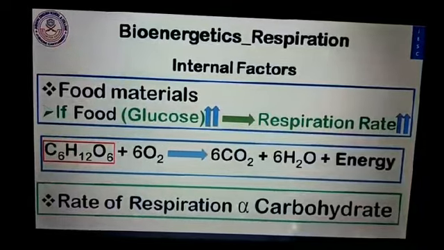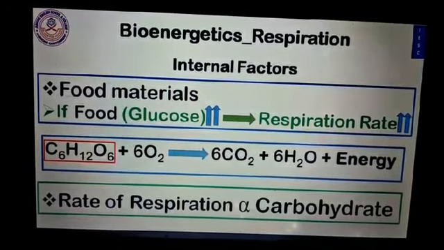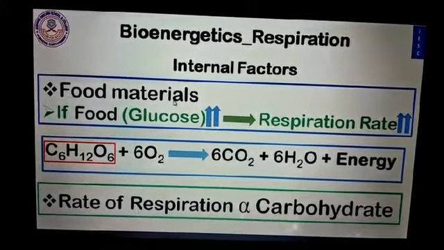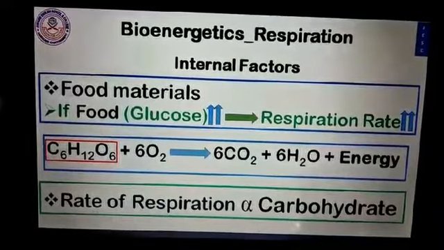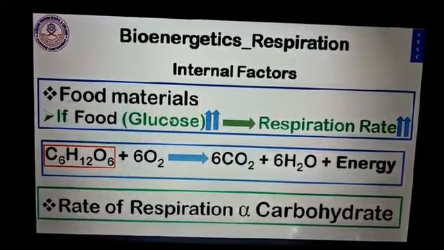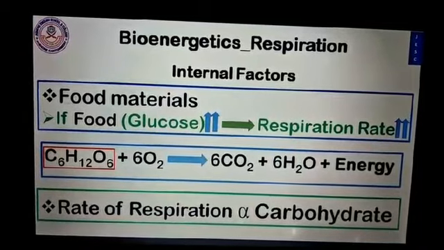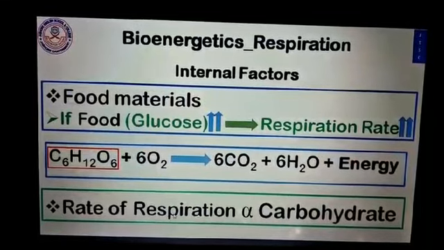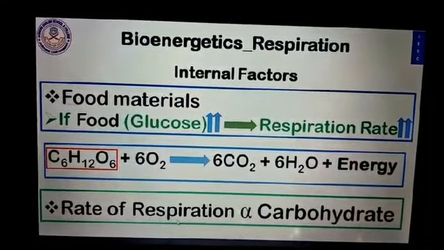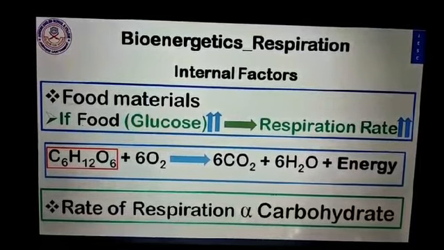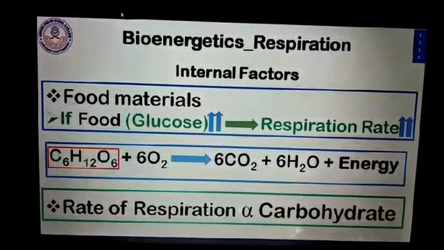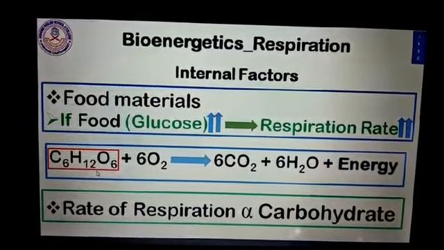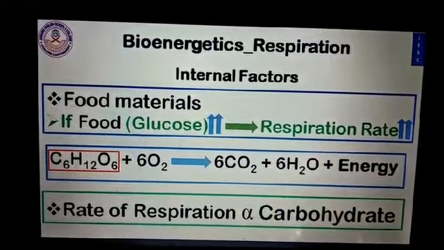Our next part is internal factors. There are many internal factors. Out of these, food materials. Here food materials actually indicate the carbohydrate food, because plants produce the carbohydrate food, mainly glucose, through photosynthesis, right? And that glucose will be oxidized through the respiration process. So the reactant of respiration is the glucose. So glucose is the reactant of respiration.